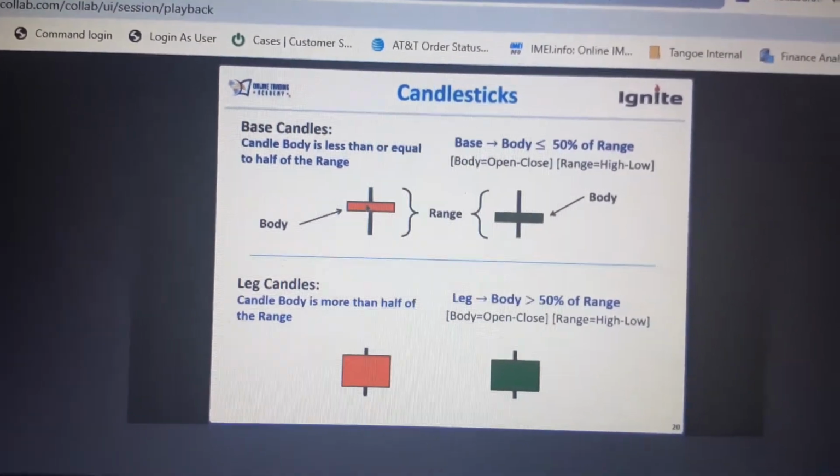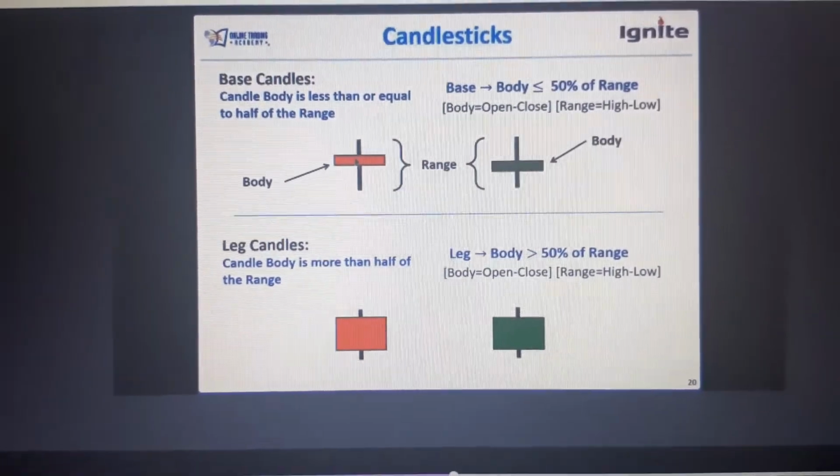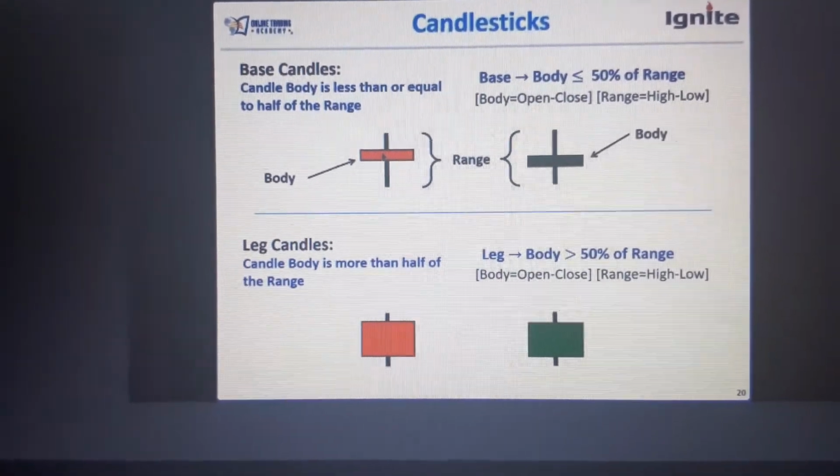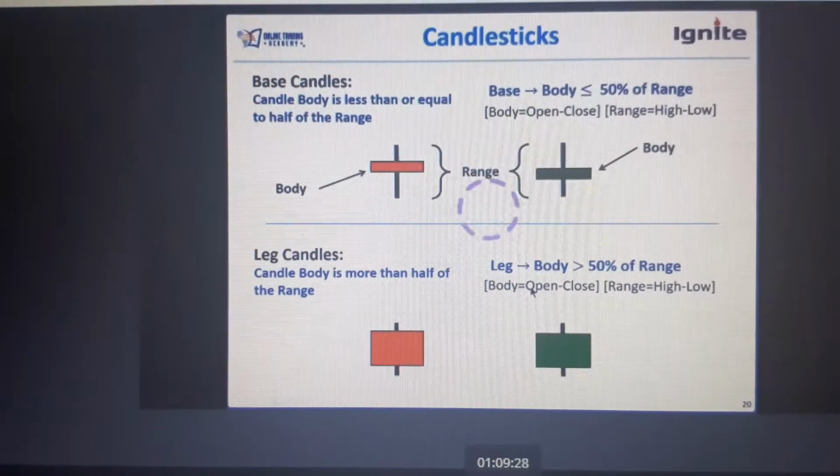Similarly, a leg candle is where the body is greater than 50% of the range. Okay, so body we have defined.